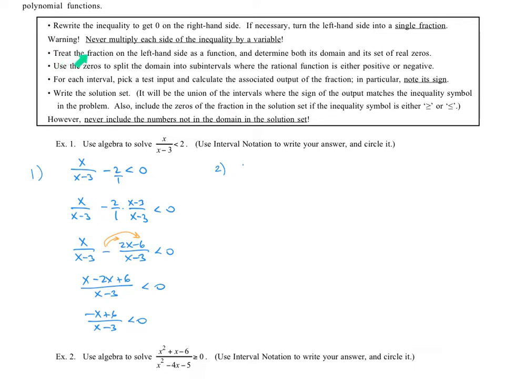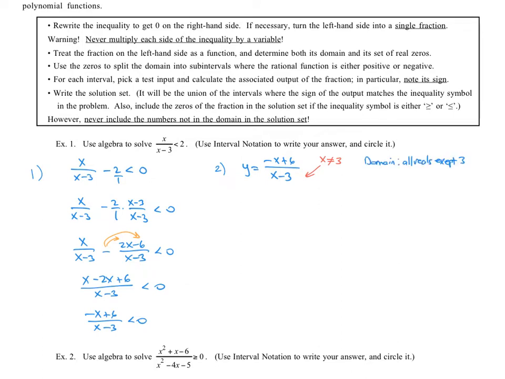Treat the fraction on the left-hand side as a function and determine both its domain and its set of real zeros. In step 2 of solving polynomial inequalities, we did the same thing, except we didn't have to worry about the domain of the function because the domain was all real numbers. Here, for this function, we can see that x can't be 3. That means its domain is all real numbers except for 3.